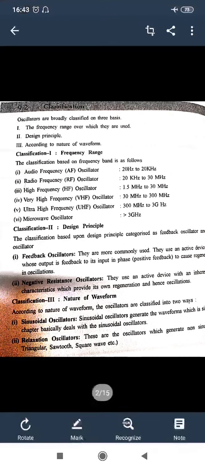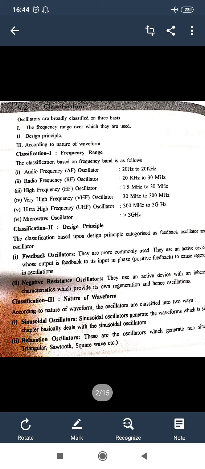And when we talk about the design principle, we use feedback oscillators, where with some active device we generate the output, and a fraction of the output is given via some feedback element to the input, so that the output is in the same phase with respect to the input. Then there are negative resistance oscillators, where we use an active device which inherently has negative resistance characteristics, because it generates its own oscillations.